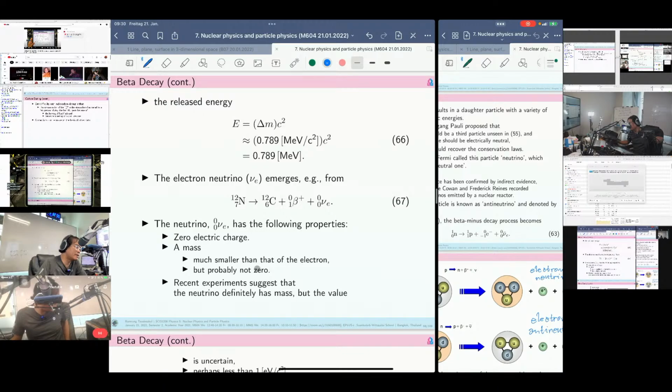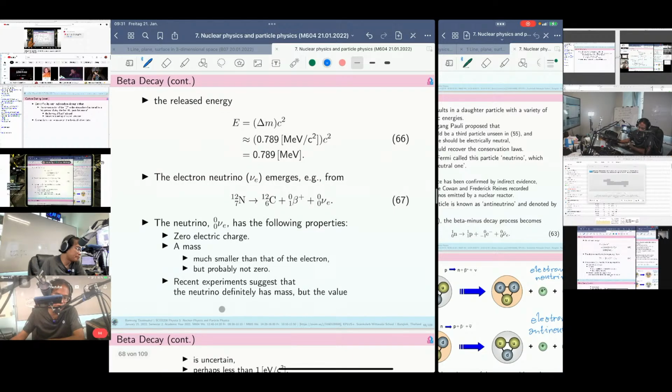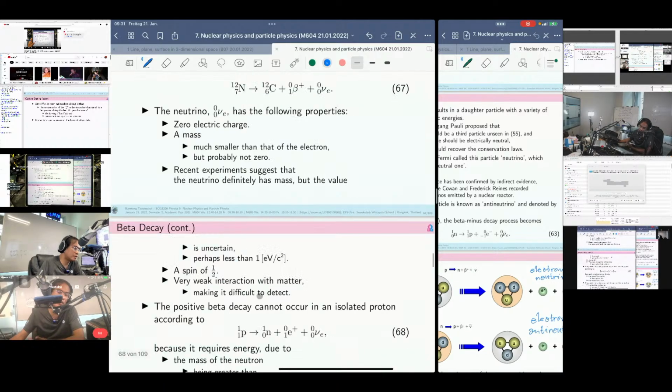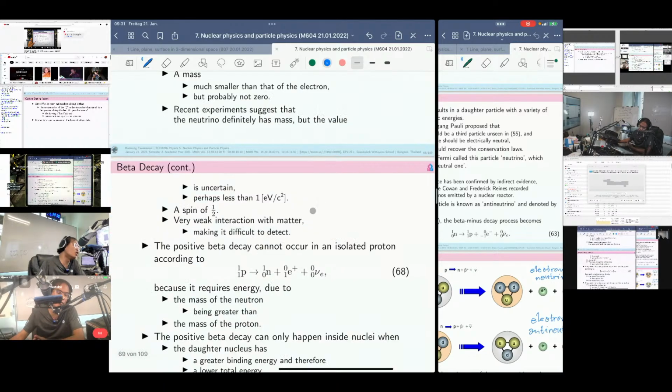Maybe in your generation, once you are 60 years old or a senior like me, that might be the time physics discovers the exact value for the mass of the neutrino. Recent experiments suggest that the neutrino definitely has mass, but the value is not sure. Perhaps less than 1 electron volt per c squared. As you can see here, it's much less than 1 eV per c squared. Because it's not well known, the information might differ from time to time, from area to area.